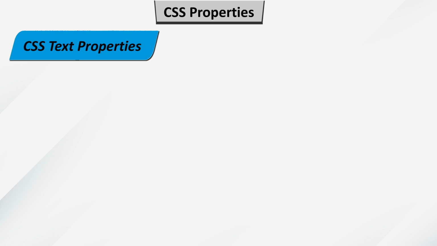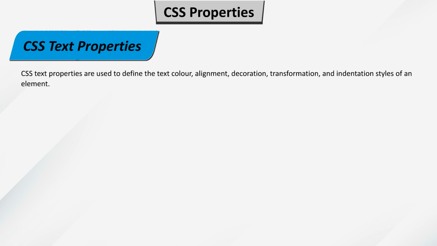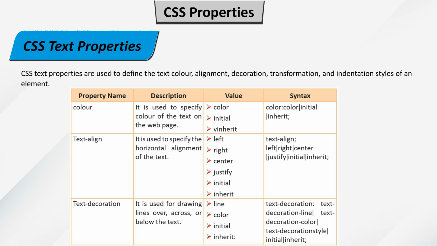CSS text properties. CSS text properties are used to define the text color, alignment, decoration, transformation, and indentation styles of an element. Property name, description, value, syntax.